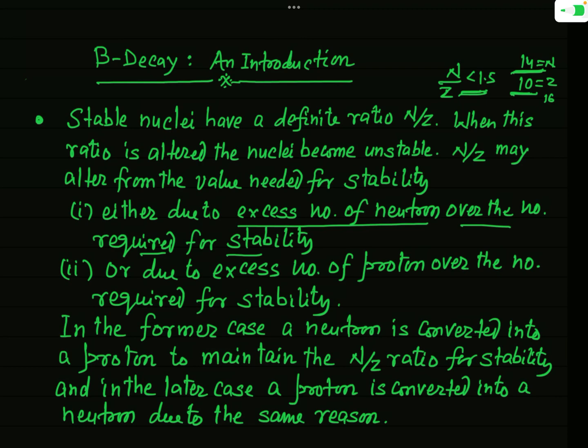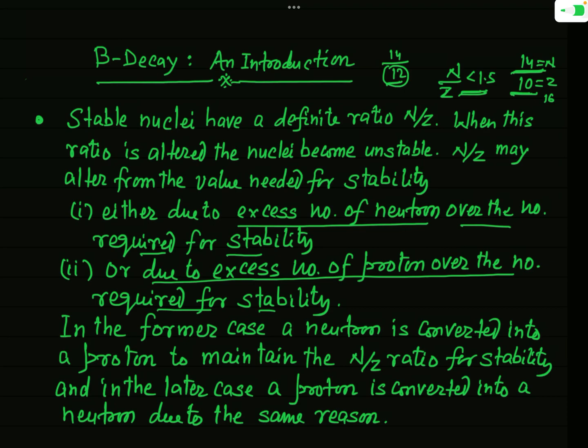On the other hand, let us see, in this example if the number of protons now becomes, let us say, 12, but the number of neutrons remains 14, even then the ratio of N and Z will alter, and the cause of this instability will actually be the excess number of protons. Here excess number of protons does not mean that the number of protons is greater than the number of neutrons. It is although less, but only 10 protons were needed for stability, but now there are 12 protons, so the nucleus will become unstable. So this instability is caused due to the excess number of protons over the number required for stability.